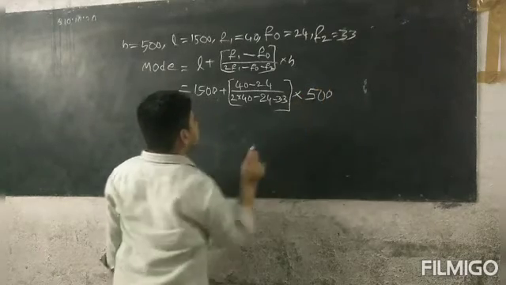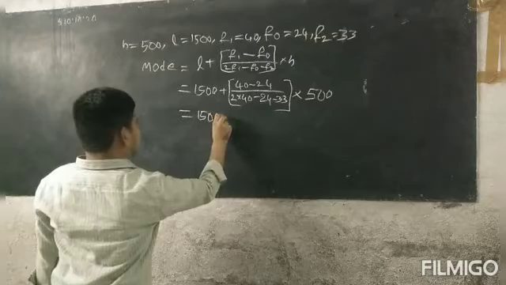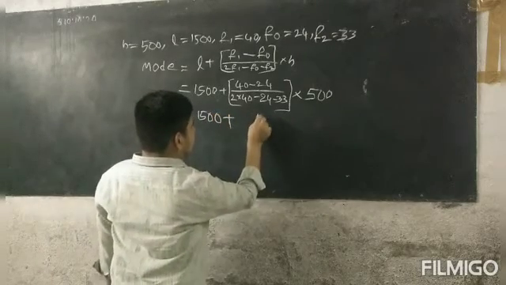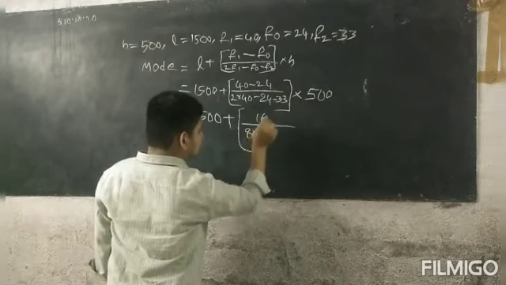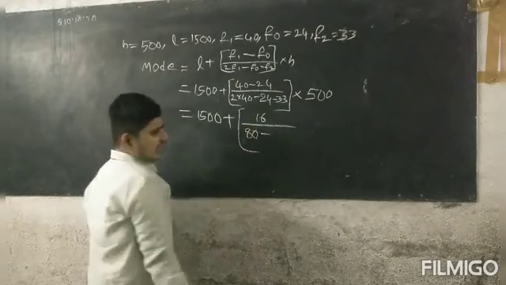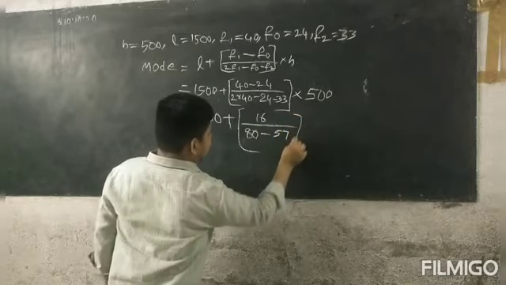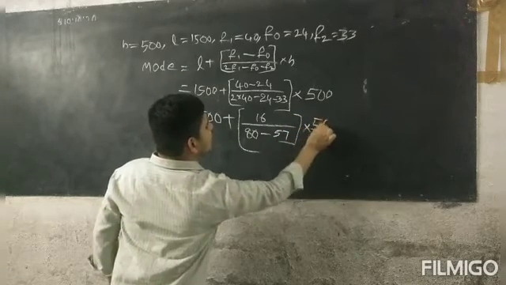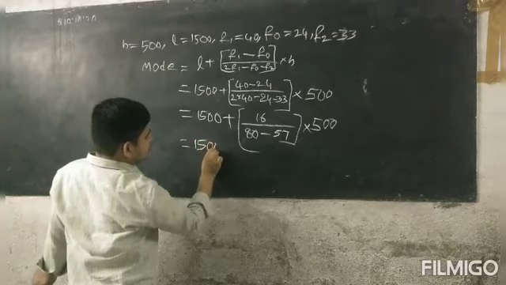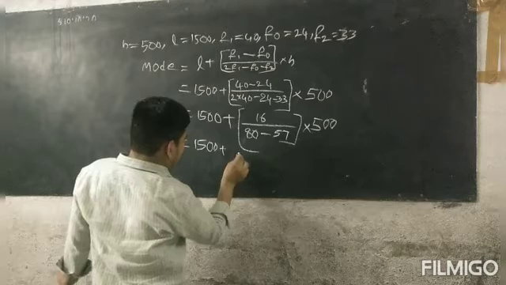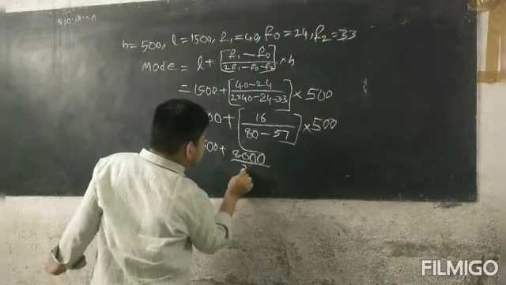Now equals 1500 plus 40 minus 24 is 16, 16 by 80 minus 24 minus 33, minus and minus, so 57, 57 into 500. Now equals 1500 plus 8000 by 23.